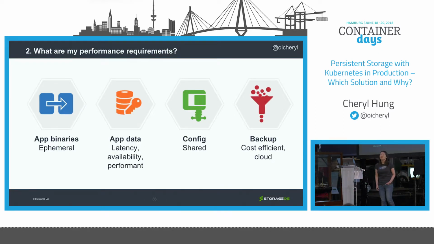So what does this imply for performance requirements? Binaries are ephemeral, so you don't need to worry about persistent storage for binaries. Application data is where you care about latency, throughput, and availability. Configuration files need to be shared across multiple pods, multiple instances. And then for backup, you're trading off availability for cost efficiency, and you might want to be backing up to the cloud.